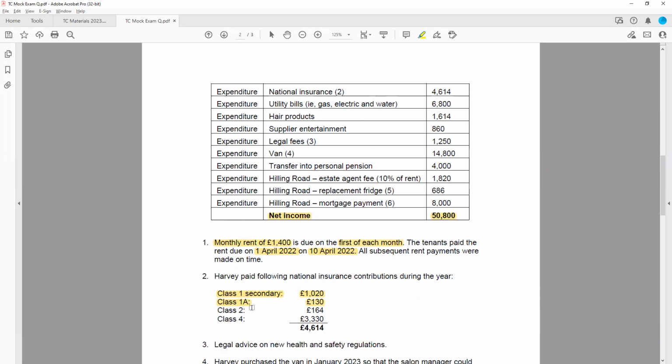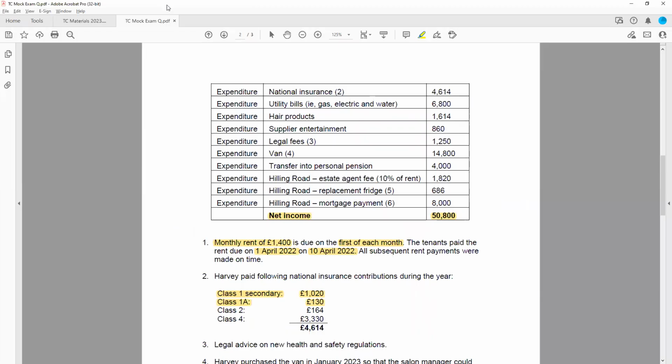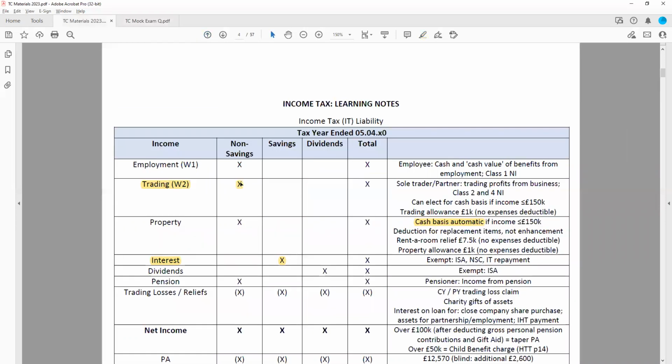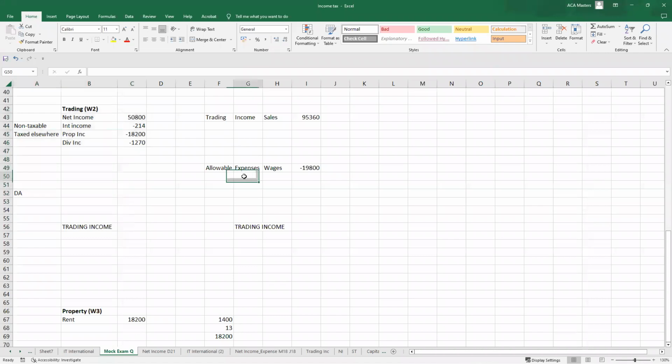The class 2 and the class 4 national insurance is the national insurance that Harvey pays. It's his personal tax liability on the profits. As we've said, on the trading profits of the business, Harvey is going to pay income tax, but he's also going to pay class 2 and class 4 national insurance. So this isn't an expense of the business. This is Harvey's personal expense, his personal tax liability. Hopefully you can see the difference between the different types of national insurance he's paying. So of course, the allowable expense is the NI class 1 and 1A.